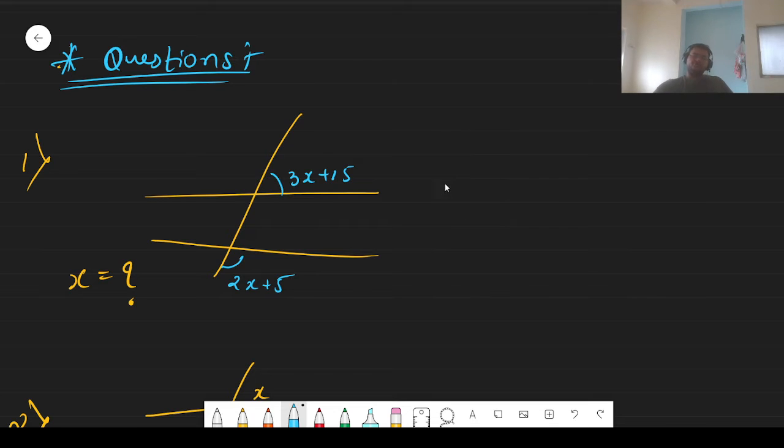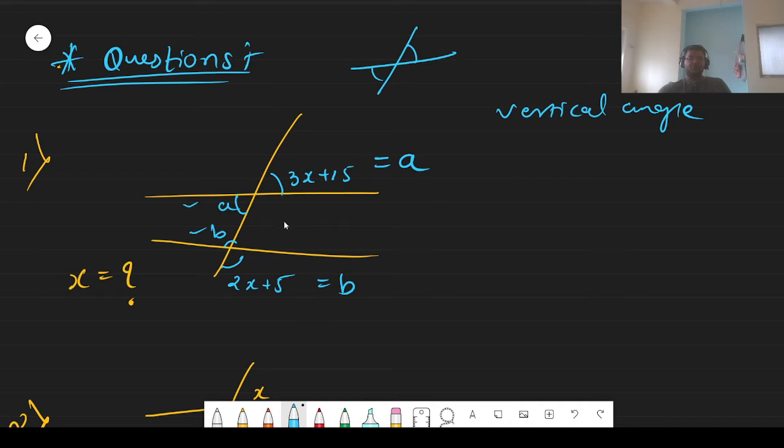So how will we solve this? We don't know any relation between 3x plus 15 and 2x plus 5 right now, because neither is one of the things we discussed in the earlier class. So let's call 3x plus 15 as A, because writing 3x plus 15 many times will be a lengthy process. So this will also be A. If 2x plus 5 is B, then this will also be B. Why have these become A and B? Because they are vertical angles. If you see the figure clearly, they are angles formed by two intersecting lines, on the opposite sides. So A and B.